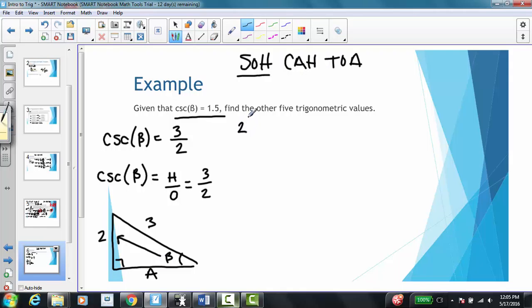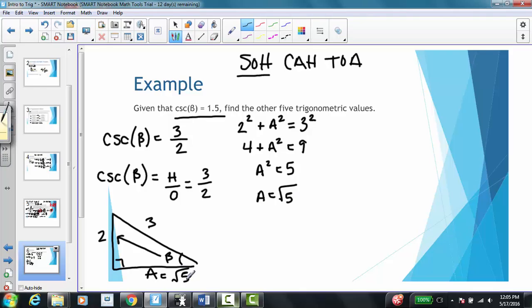So we have the side opposite squared plus the adjacent side squared equals the hypotenuse squared. That gives me 4 plus the side adjacent squared equal to 9. So a squared equals 5. So the side adjacent to my angle beta is going to be the square root of 5. Now that we have all the sides of my triangle, we can find the other 5 trigonometric values.